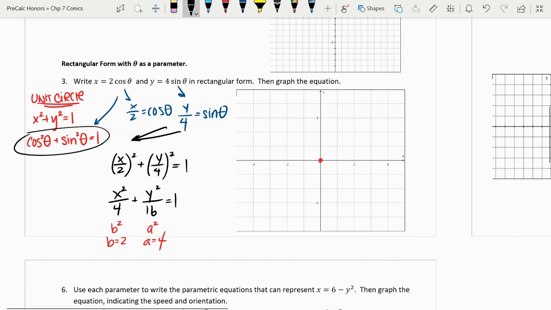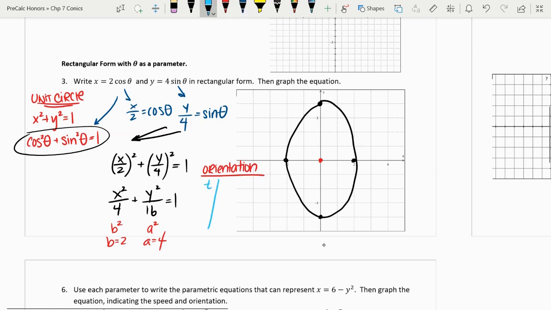So from 0, 0, we're going to go to the right and left 2, because that's under our x, and we'll go up and down 4. And I'm going to draw in my ellipse. Now, no restrictions for this. We can put anything in for theta, for sine and cosine. But for orientation, until we see some patterns, I would just check some nice, easy points. So think about nice values for theta. I think 0 is a great one to start off with.